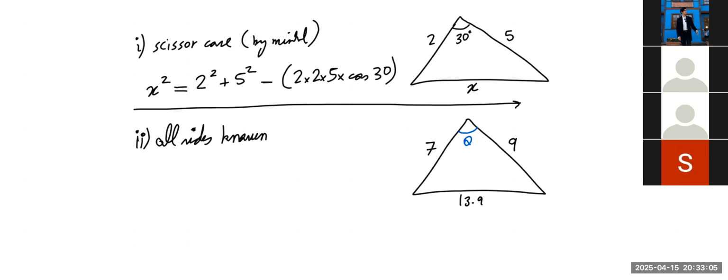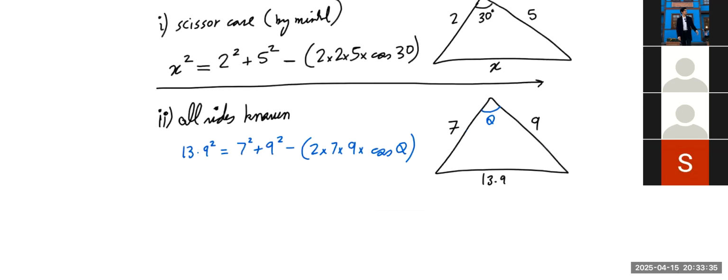So let's make 13.9 the subject: 13.9 squared equals 7 squared plus 9 squared minus 2 times 7 times 9 times cosine of the missing angle. Now, do you see why I need the cosine inverse in this case? The thing I'm trying to find is trapped inside of a cosine. I'm looking for an angle. If you're looking for an angle, you always need some kind of inverse, because angles always come trapped inside a trigonometric ratio. So let's solve this equation now.